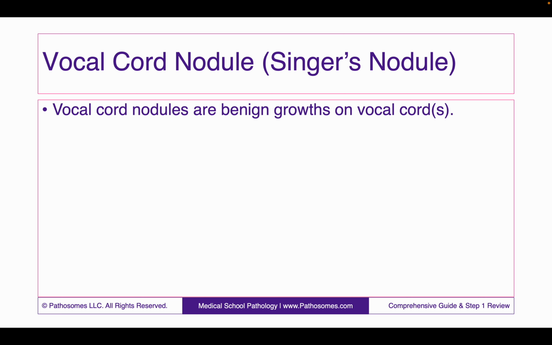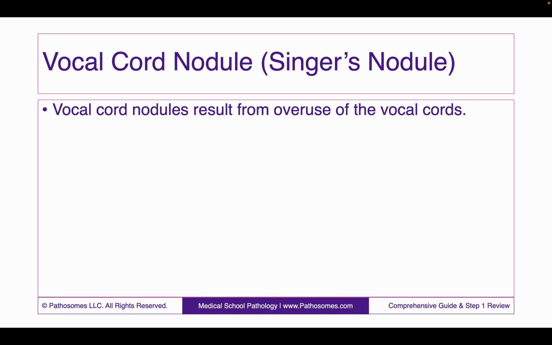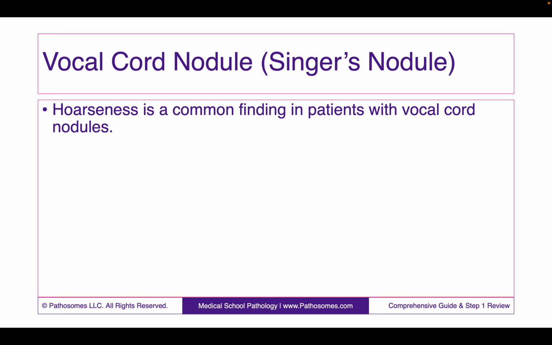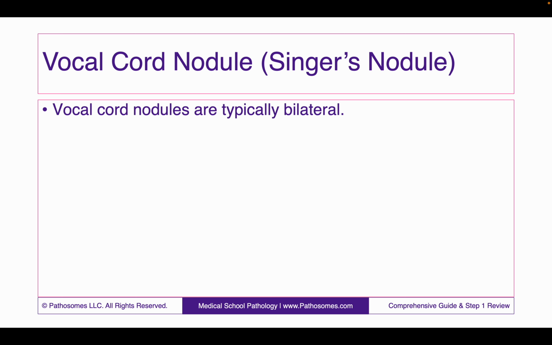Now let's talk about vocal cord nodules, also known as singer's nodules. Vocal cord nodules are benign growths on the vocal cord or cords. And they result typically from the overuse of the vocal cords, hence why they're called singer's nodules. Hoarseness is a common finding in patients with vocal cord nodules. Vocal cord nodules typically are bilateral.